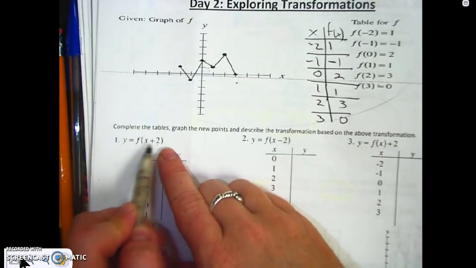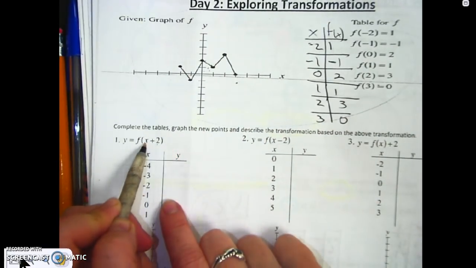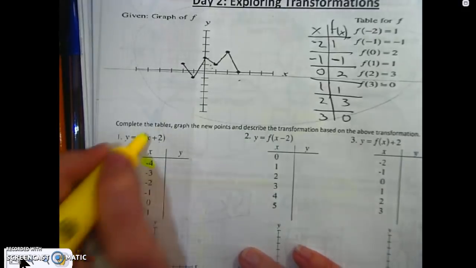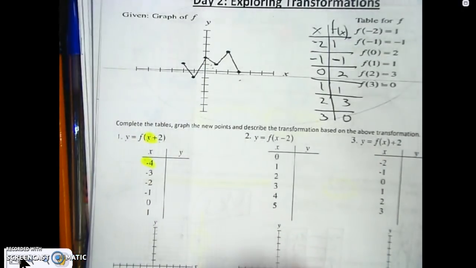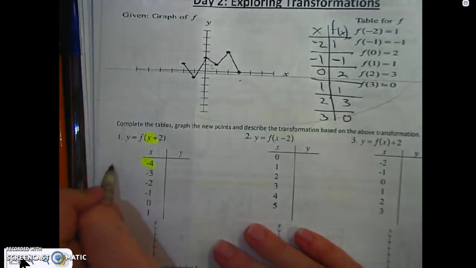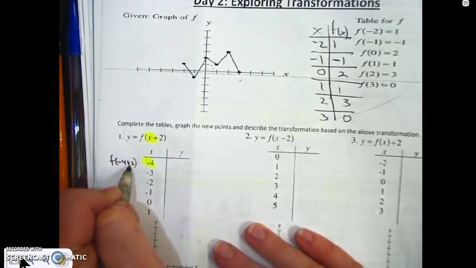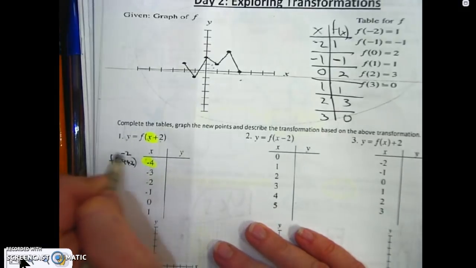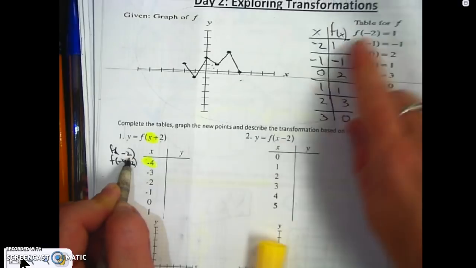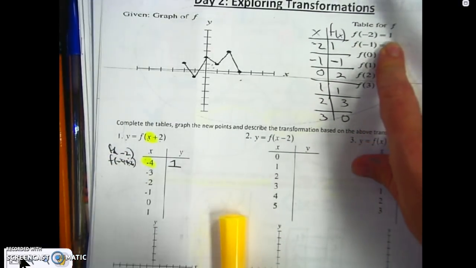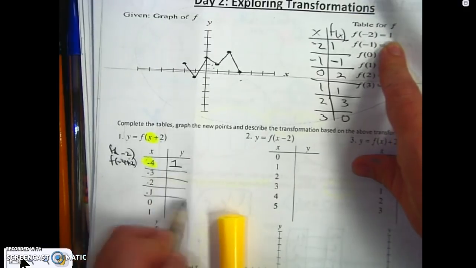What they're asking you to do is take that original x, and they want you to add 2. So here's this x right here, and you would plug it in. It's negative 4 plus 2. Negative 4 plus 2 is negative 2. So they're asking you to find f of negative 2. Well, if I look over here, f of negative 2 is 1. Just trust me on this, and I promise it'll make sense.